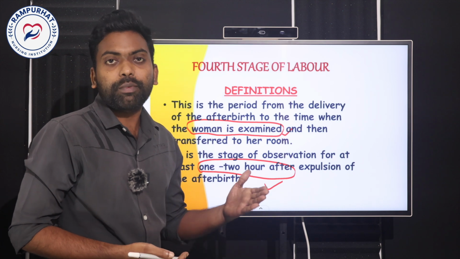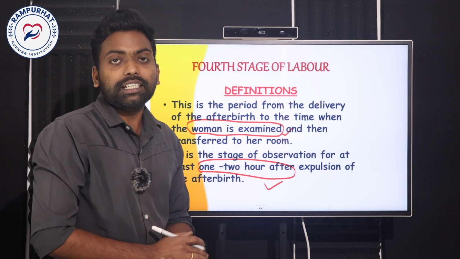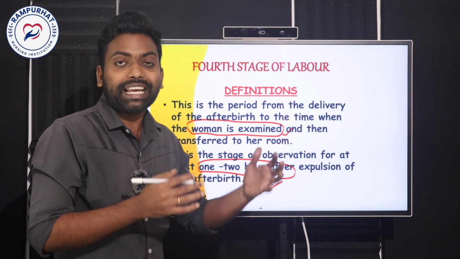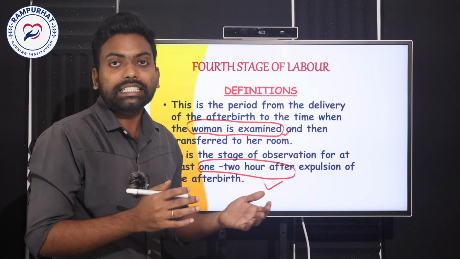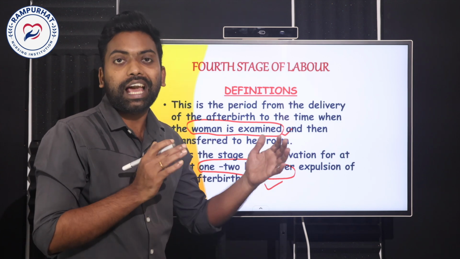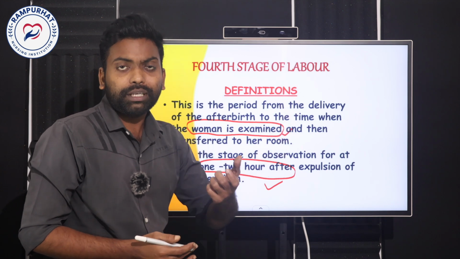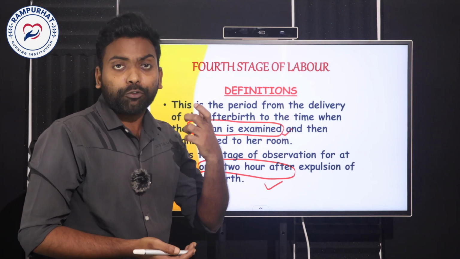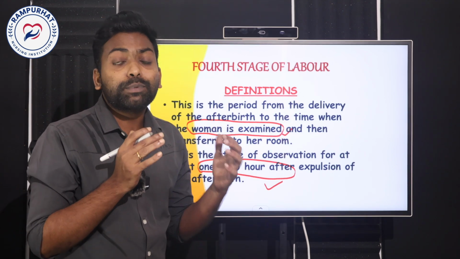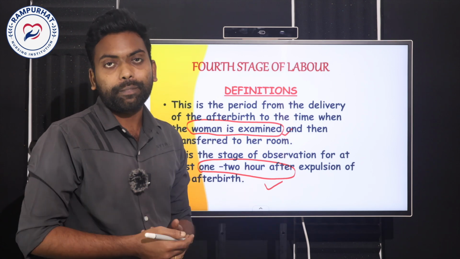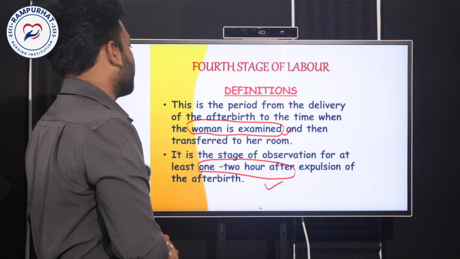The first stage of labor involves complete dilatation. The second stage involves complete expulsion of the baby, whereas the third stage of labor involves expulsion of the placenta. After completion of this setup of labor, the fourth stage of labor is the complete observation of the mother and baby. That is what we are going to discuss right now.